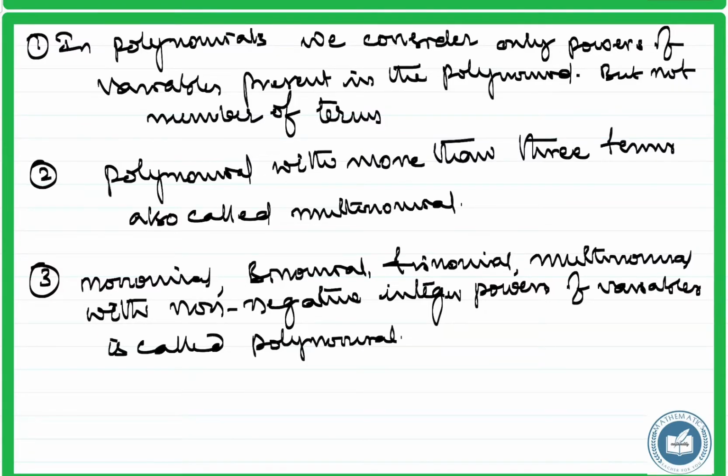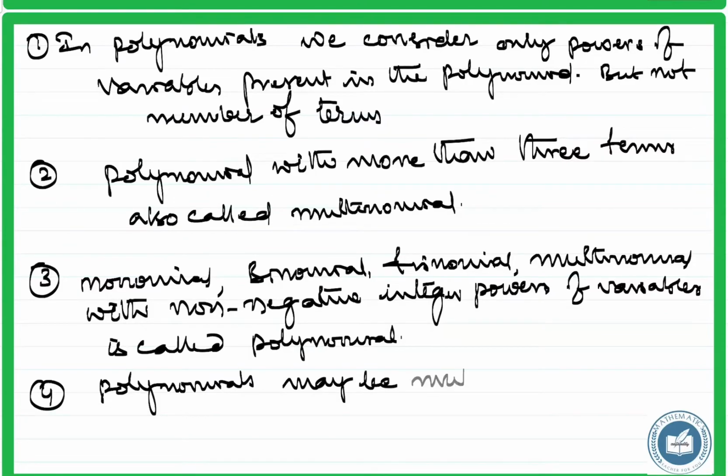Okay, already I told you that polynomials may be multinomials. Why may be? Because all polynomials may not contain more than 3 terms. So that point you can write here: polynomials may be multinomials, but every multinomial is not a polynomial. Yes, that we have to remember. Why may be means all the polynomials may not have more than 3 terms. So if any polynomial has more than 3 terms, then it is called a multinomial.